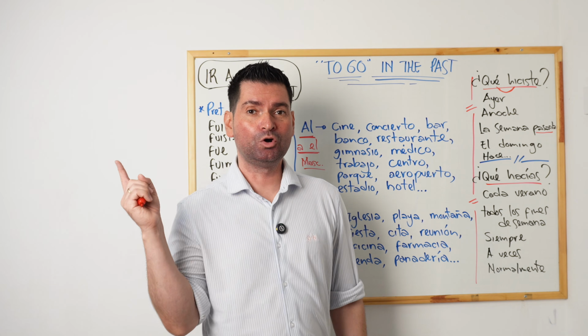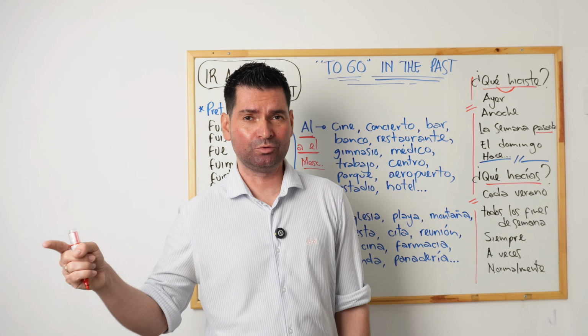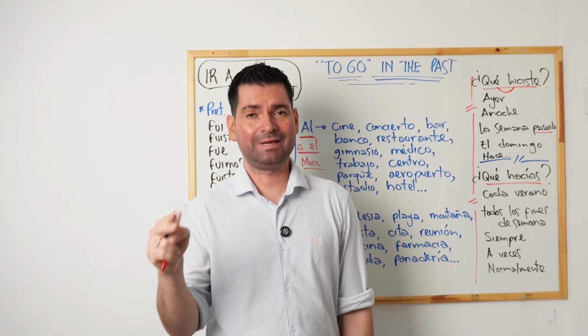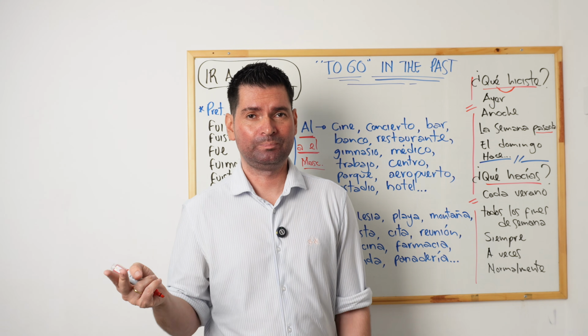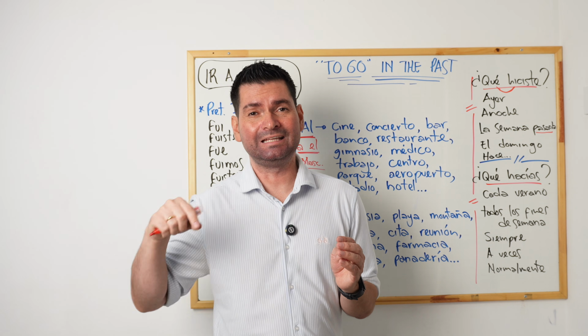Hace, ago. Remember, hace 2 semanas, 2 weeks ago. Hace 3 meses, 3 months ago. In English, you say 3 months ago. Ago is at the end.